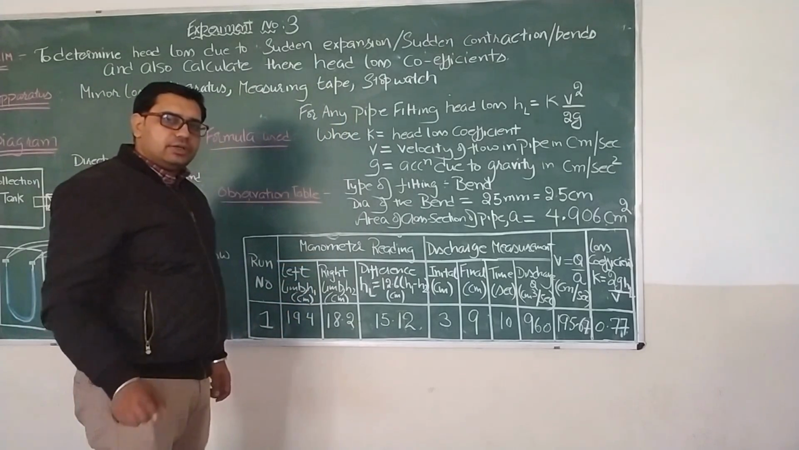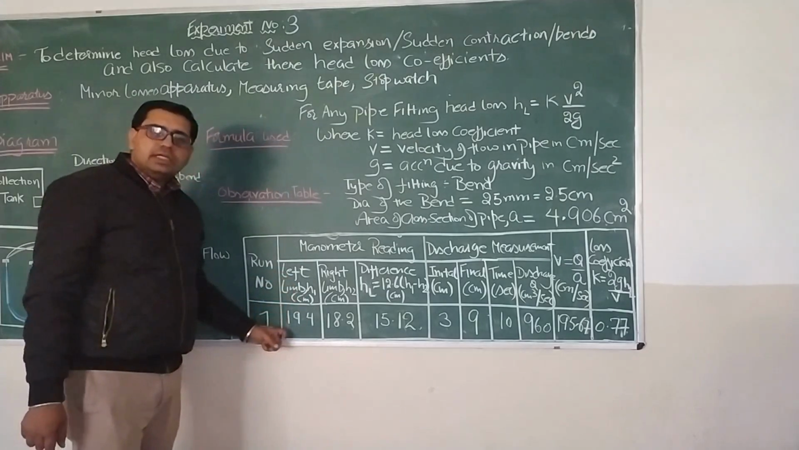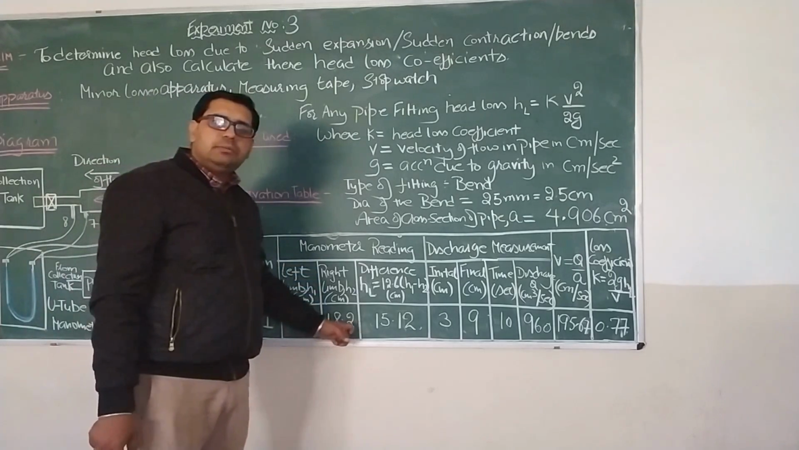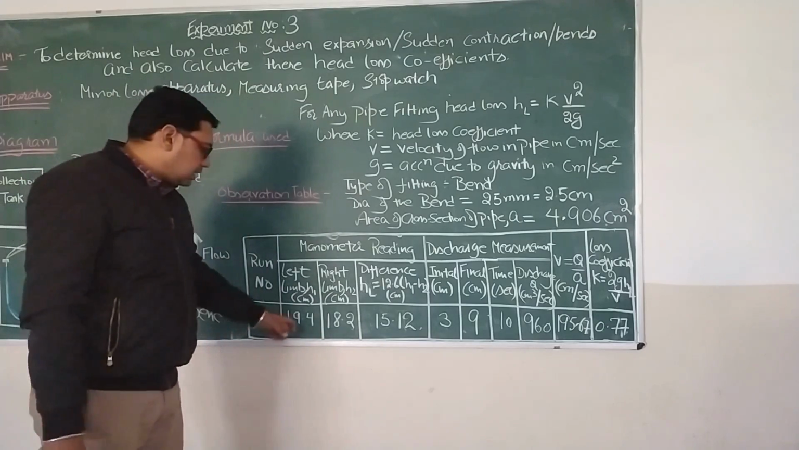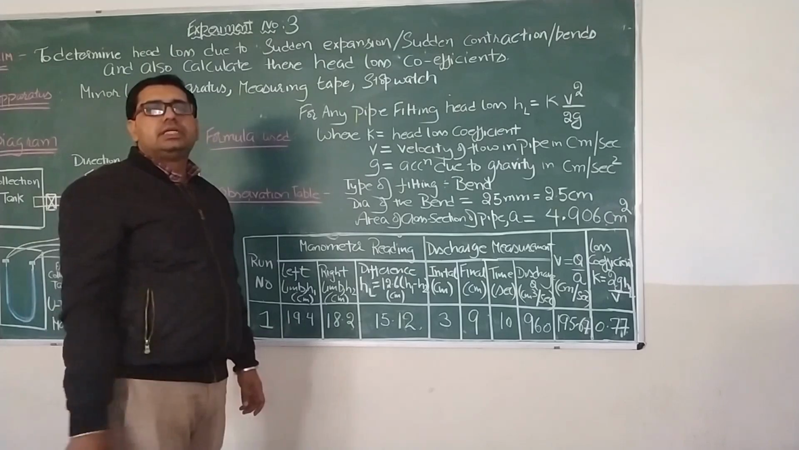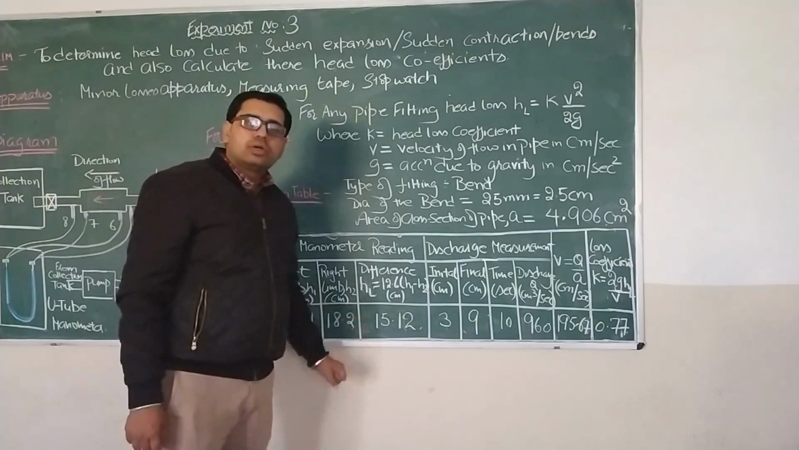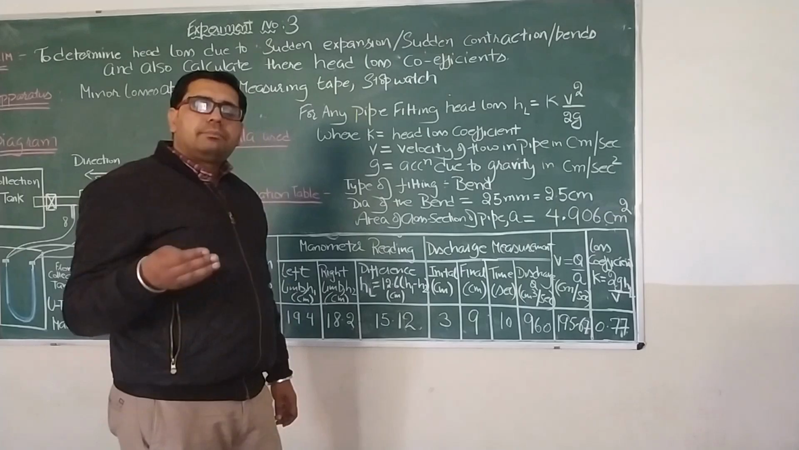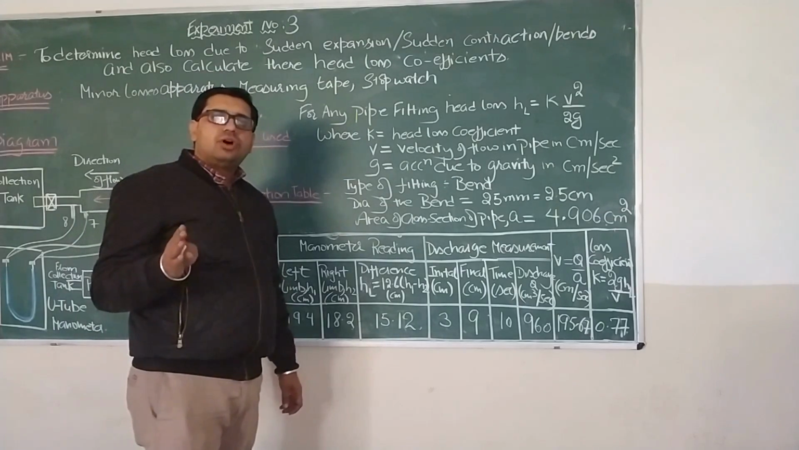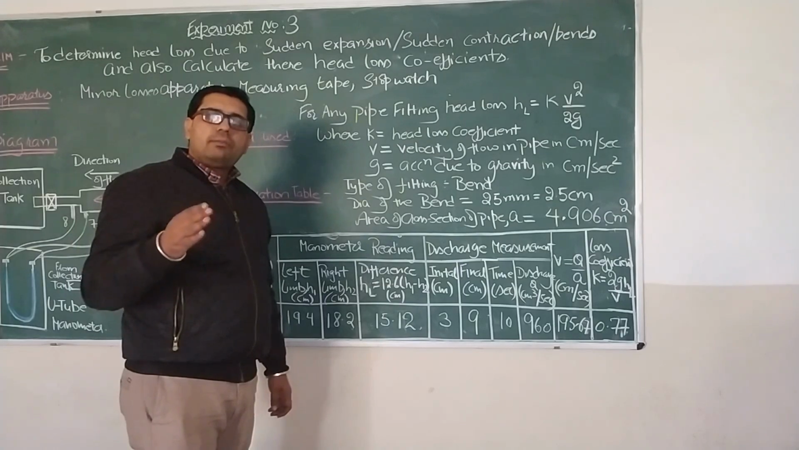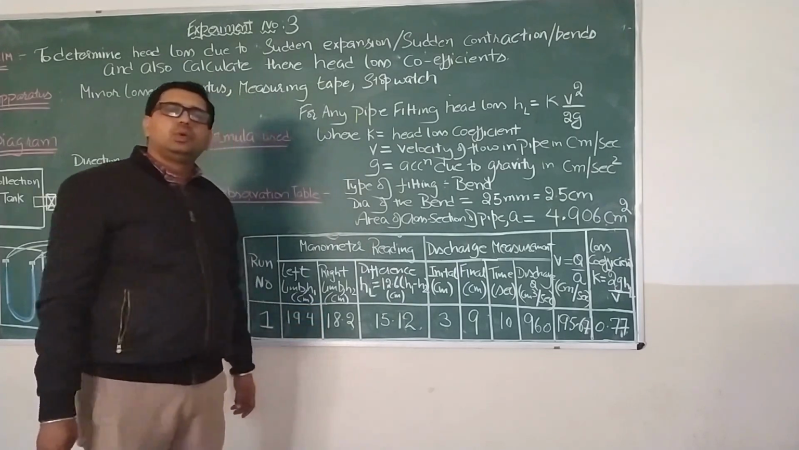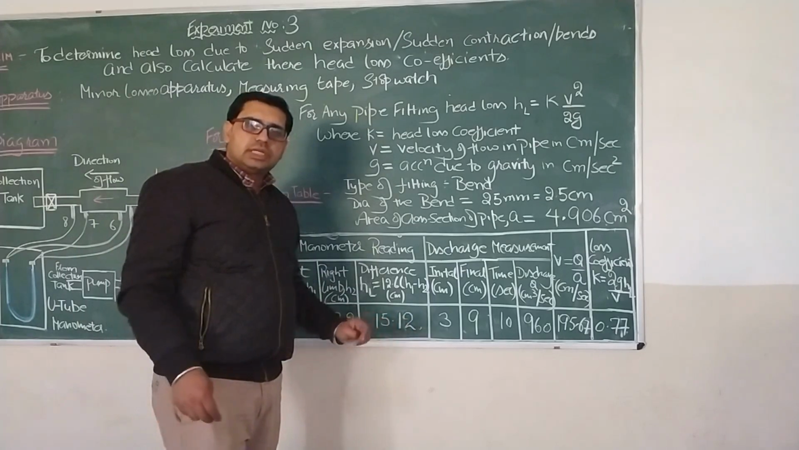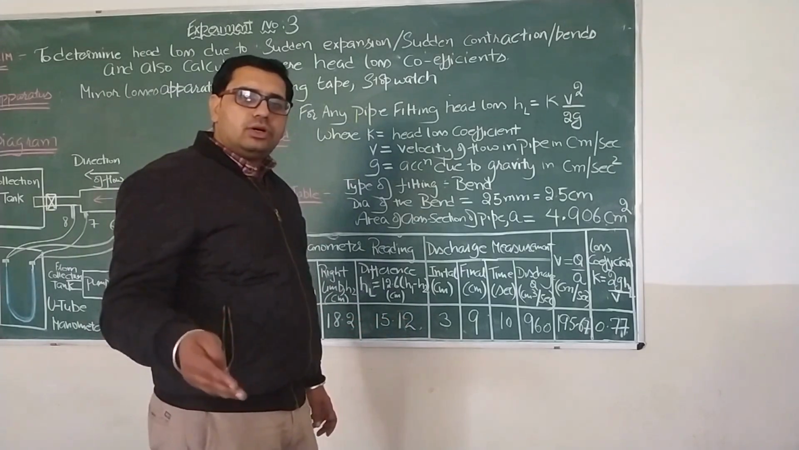Now coming to this side, that is the manometric reading. I have told you, and you have also noted down, the left limb reading is 19.4 and the right limb reading is 18.2. So the difference in the reading is 1.2. This is in terms of mercury. Now if you want to calculate in terms of water, you have to multiply by the ratio of the densities of mercury and water, which is 12.6. So you will multiply 1.2 by 12.6, you will get 15.12. So this is the head loss in terms of water.